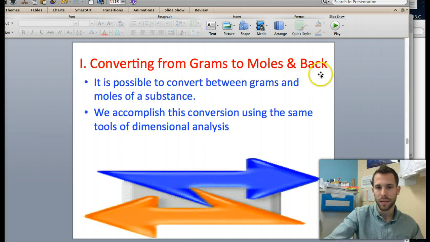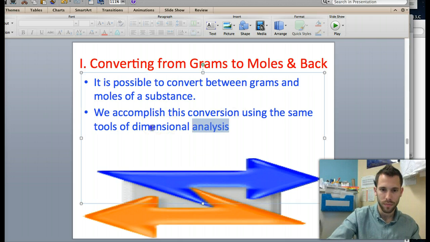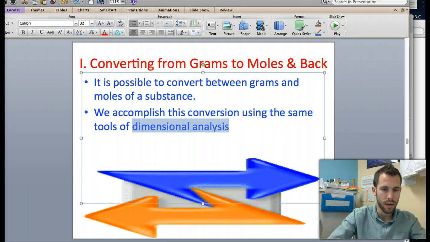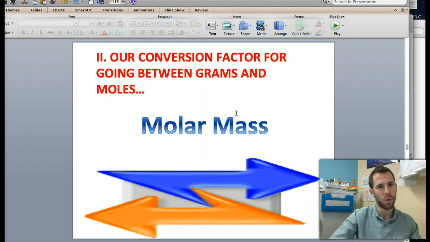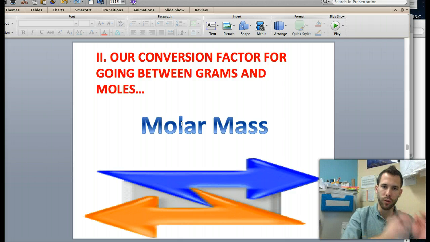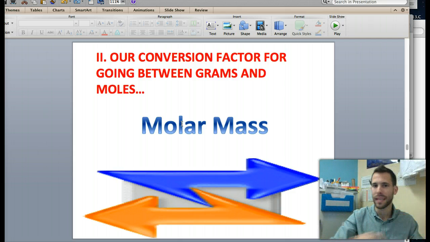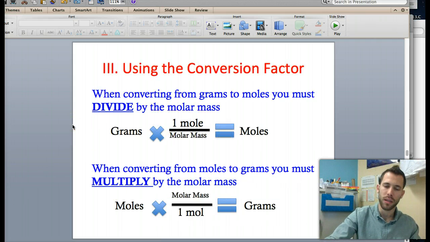Converting from grams to moles and back is as simple as using a conversion factor. All you need to do is use the same tools that we've learned in Mr. Astor's travels using our dimensional analysis skills. So let's check it out. Our conversion factor is going to be, you guessed it, molar mass. That's why we need to learn molar mass before we do anything else, because it is the key to transferring between grams and moles anytime we want to do that switch. And it works a little something like this.